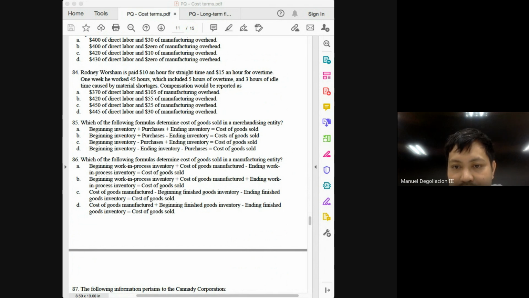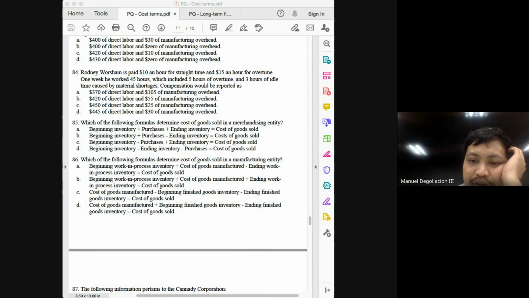Another thing we have to consider now would be what would be the treatment for idle time, class. Can you directly trace idle time to your product, class? No, so these should not form part of your direct labor. So how many hours was he idle, class? 3 hours. So out of the 45, how much was spent directly working on the product, class? Only 42. And how much is the regular rate? 10. So you will have 42 times 10, and that would be the amount that will go to your direct labor. And that gives us the answer already.